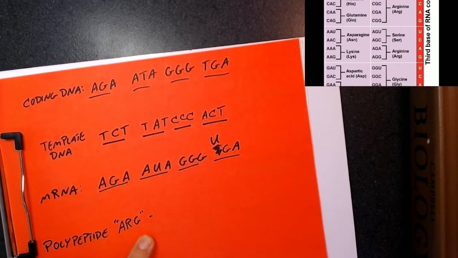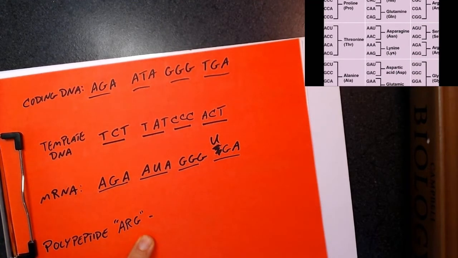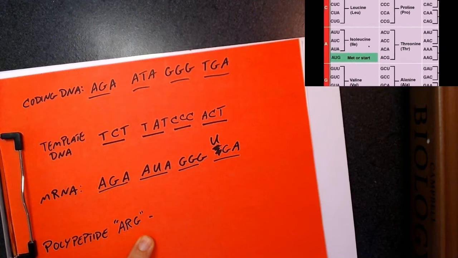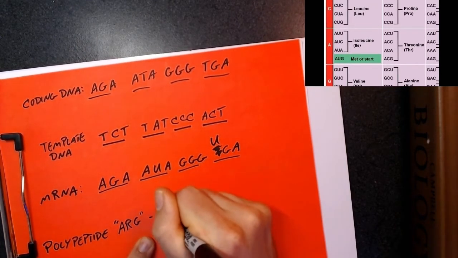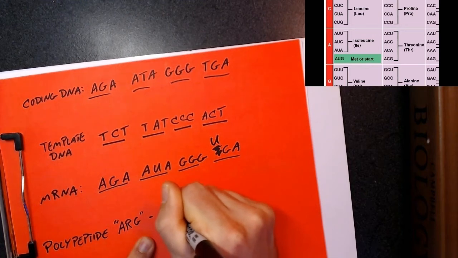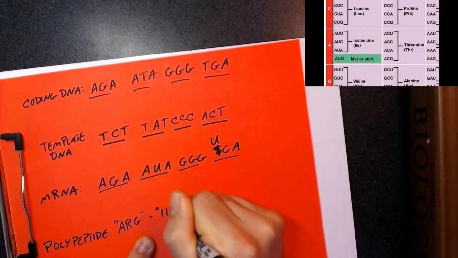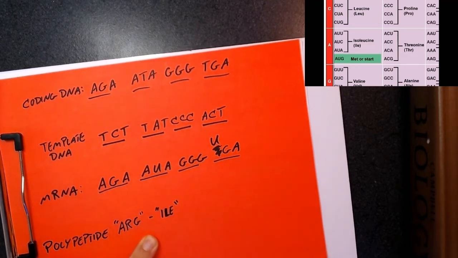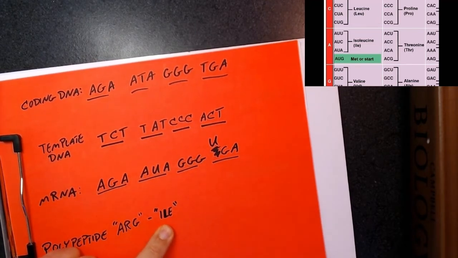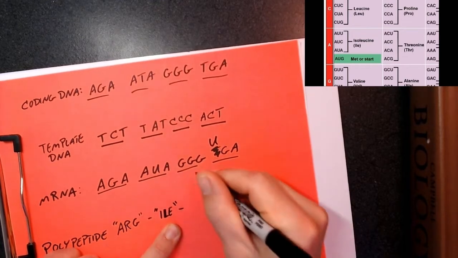Okay, what's next? AUA. AUA is probably around here somewhere, isn't it? It's probably just over to the left. Where are you at? AUA. There you are. Isoleucine. ILE is the abbreviation for isoleucine. I'll make that a little bit more clearly an L. ILE here.